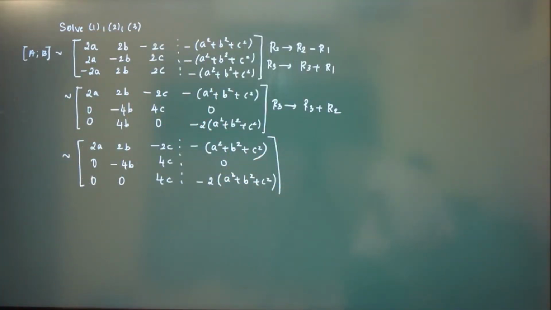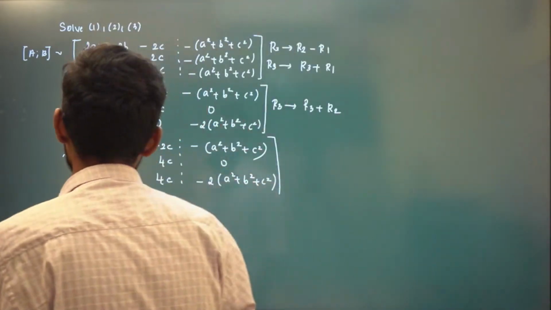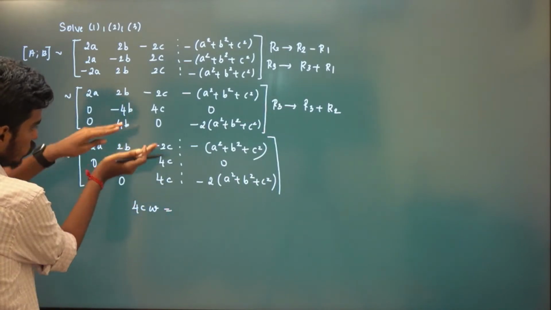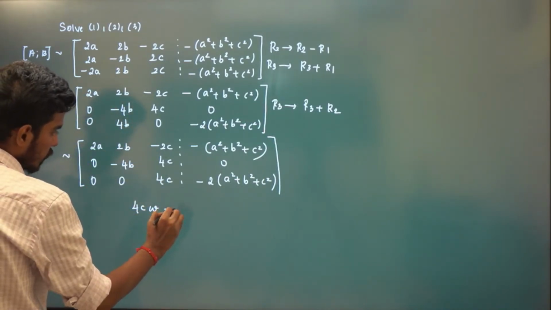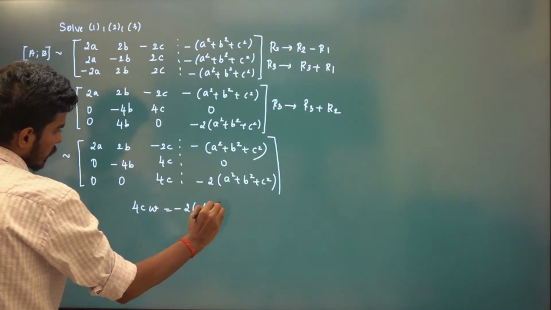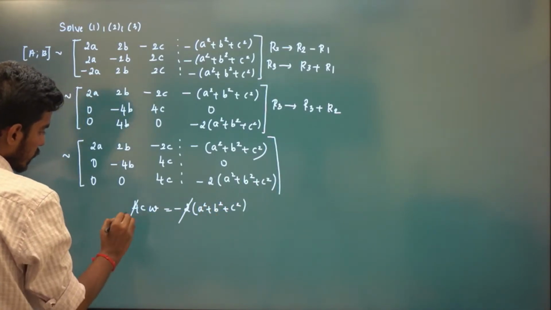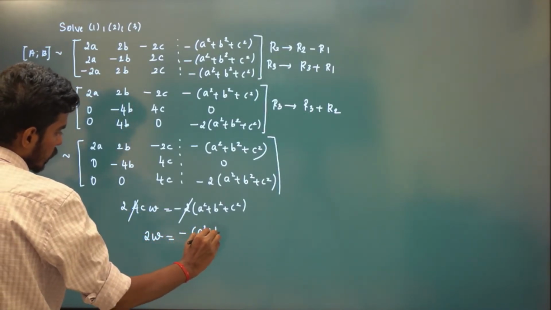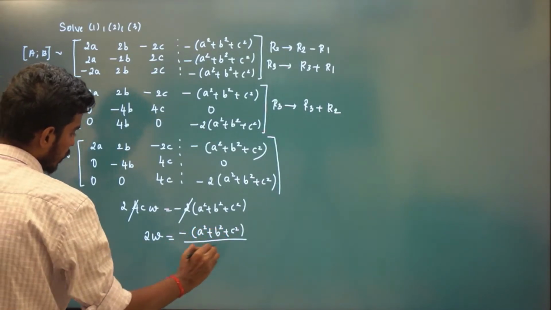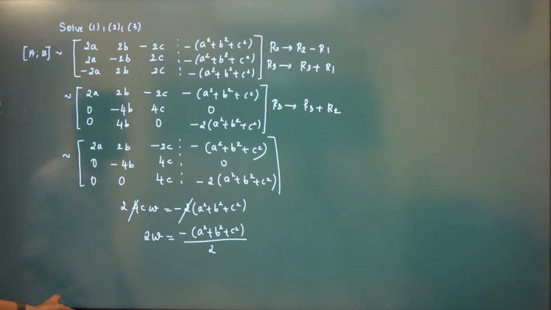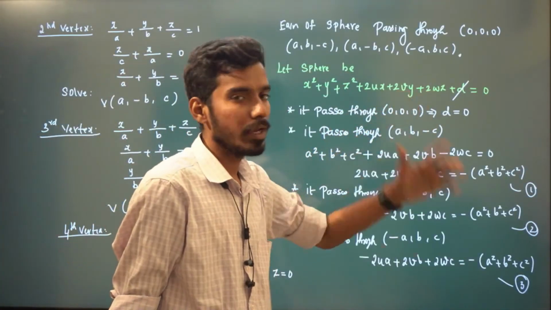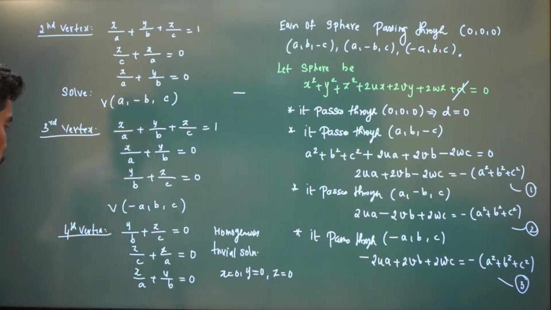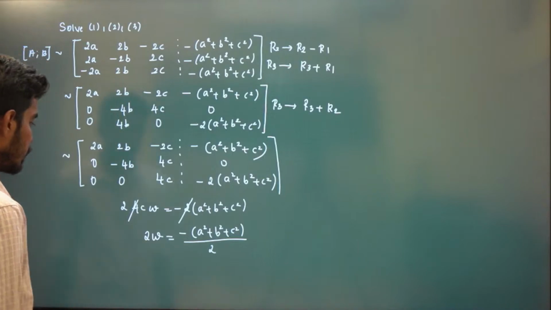We are solving for u, v, w. So we will have 4cw, right? Because this is u, v, w. So 4cw is equal to minus 2 times (a² + b² + c²). Let us find 2w, right? So 2w is minus of (a² + b² + c²) by 2c. Instead of 2w, I can write that, or you can write w is equal to something and I can cancel this. So we have found w in terms of a, b, c.